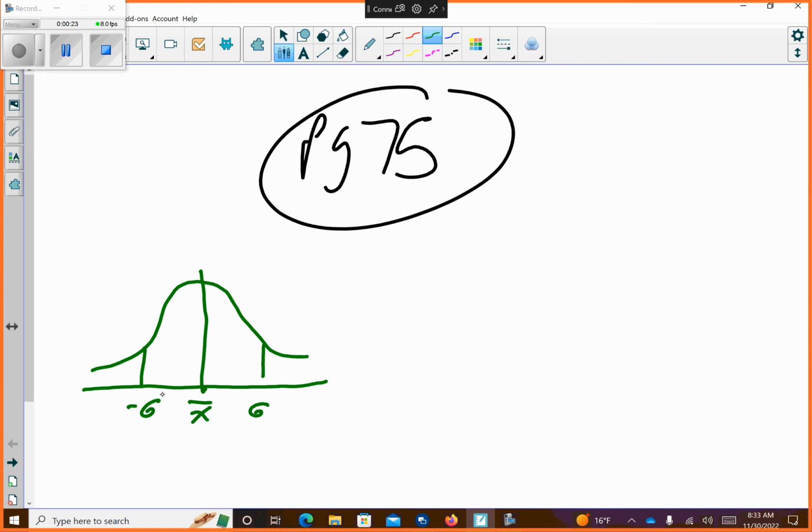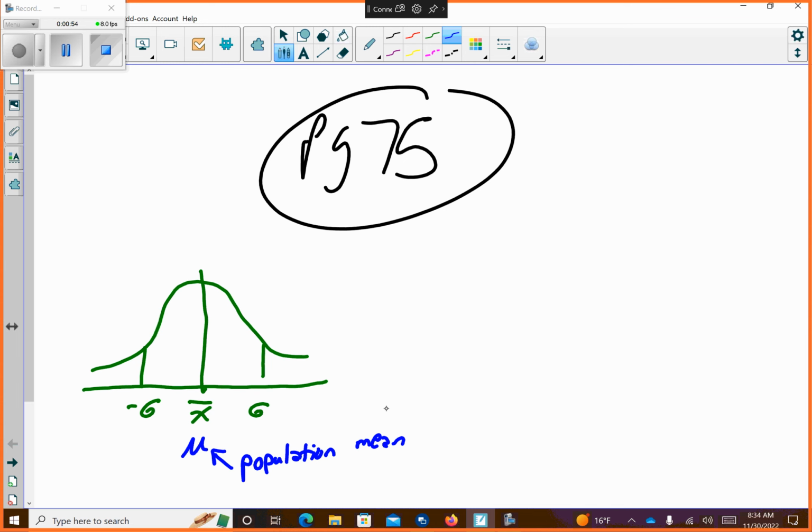Okay, so a couple of things. This is just to represent a normal distribution. You might start seeing the Greek letter mu, and it's basically the mean, the average. When you see the Greek letter mu, this means that you're talking about a population mean.